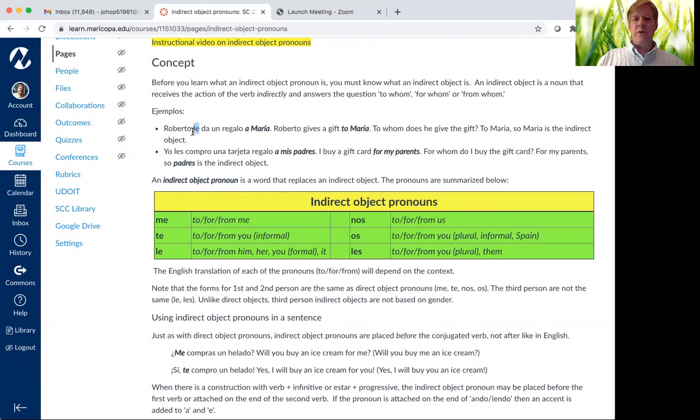So, Roberto le da un regalo a María. ¿A quién le da un regalo Roberto? A María. Bien. Grammatically, we can omit a María if we know who we're talking about. But it's generally frowned upon to omit the pronoun. It would certainly be understood, Roberto da un regalo a María, but even more accurate would be Roberto le da un regalo a María. Bien, le da un regalo.